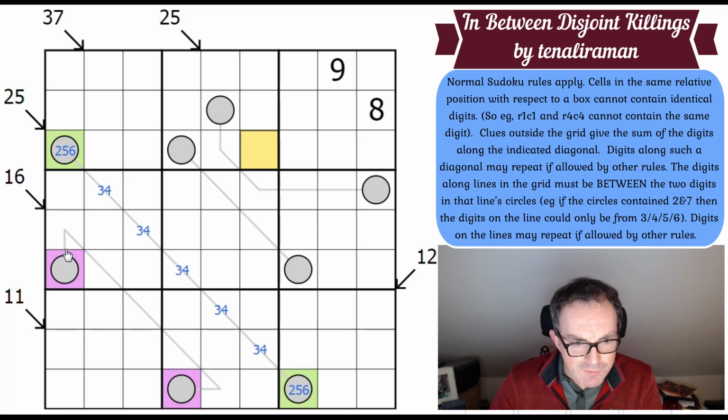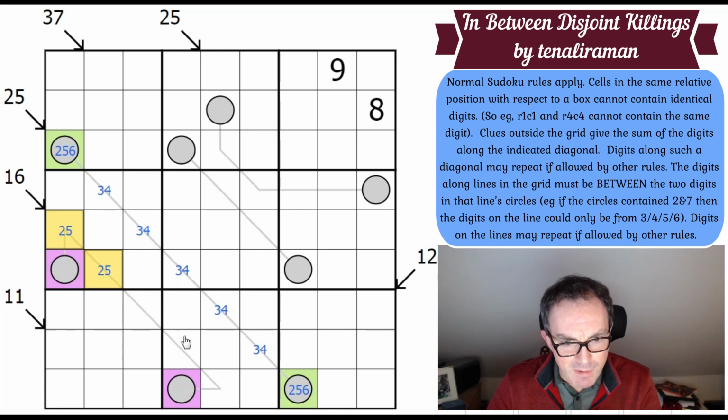Oh, now this is very cool because now I've changed the minimum for these cells, haven't I? Because I can't do 2-3 pairs anymore. I can't do 2-4 pairs either. The best I can do is 2-5 pairs. The lowest I could possibly make these 4 cells now is 14.